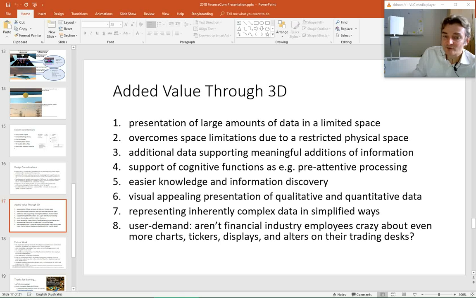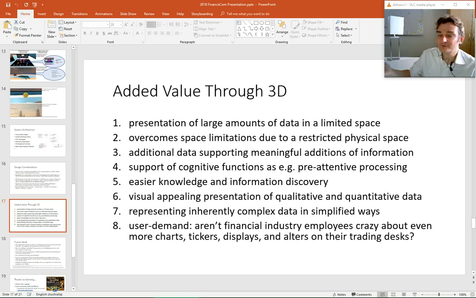We can also overcome space limitations due to restricted physical space, because trading desks are simply small, and with this one we can overcome the physical space. We can add much more data, which provides meaningful additions of information through the actual visualization into this one. And it's easier: we are supporting basically human cognitive functions, like, for example, pre-attentive processing.